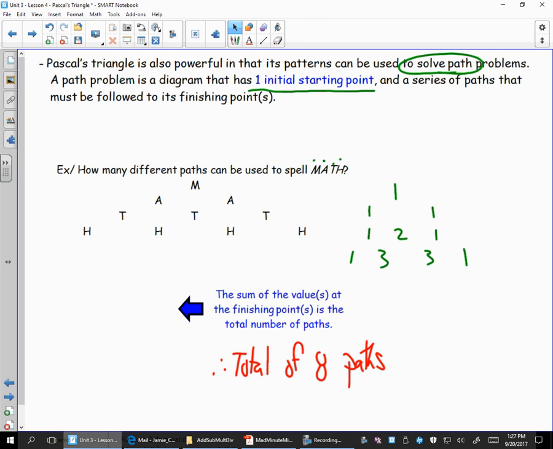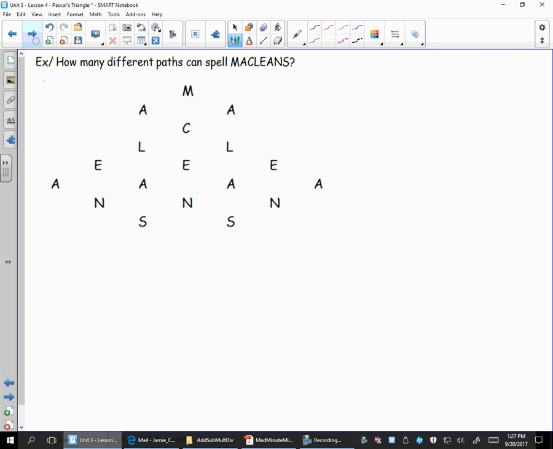Okay. I can't jump from M, A, T, and then jump over to this H. They're not connected. Okay, there's a disconnect. I can only get to this H or this H by following a path. It's as if you're driving down a road. You can't drive through people's houses to get to the next road, right? You have to go around the corner. Same idea here.